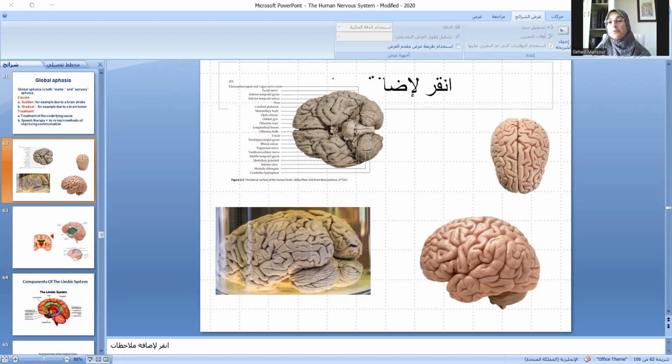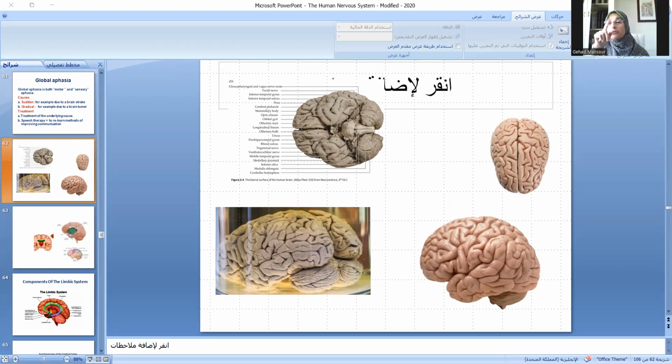If you look at the surface of the brain, you will find that it is made of elevated parts and depressed parts in between. The elevated parts look like hills, and the depressed parts look like valleys. Those elevated parts are called gyri. So the gyrus is the elevated portion, and the sulcus is the fissure in between two gyri.